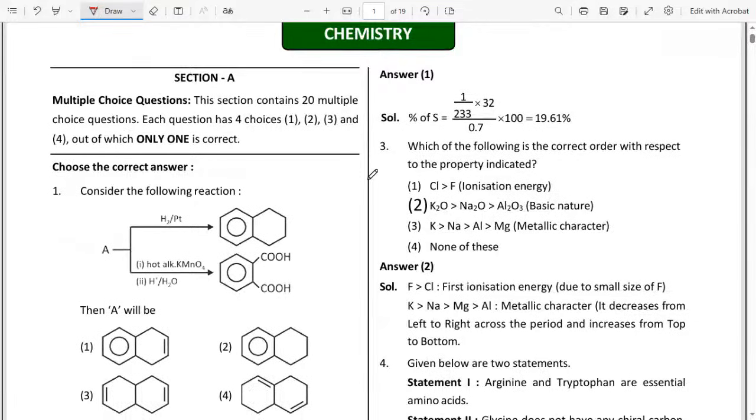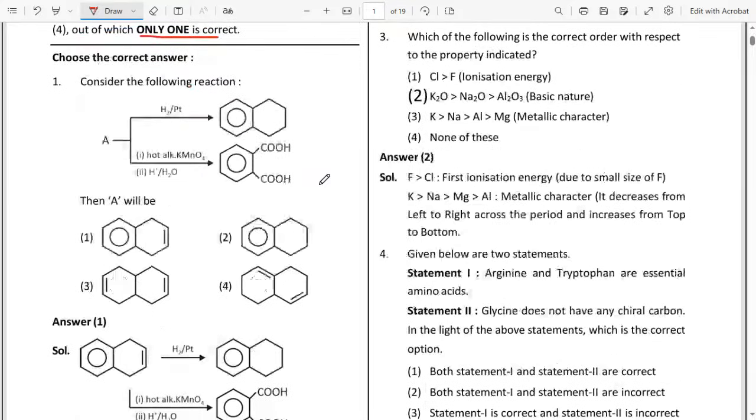Yes, section 1, multiple choice questions. This section contains 20 multiple choice questions. All of you know that. Each question has 4 choices, that is 1, 2, 3 and 4, out of which only one will be correct. If you choose the correct answer, you are going to get 4 marks. If you choose a wrong answer, you are going to lose -1 mark. Let us see section 1, chemistry.